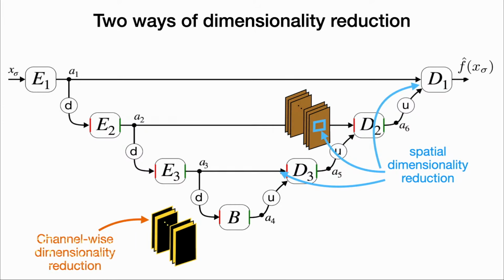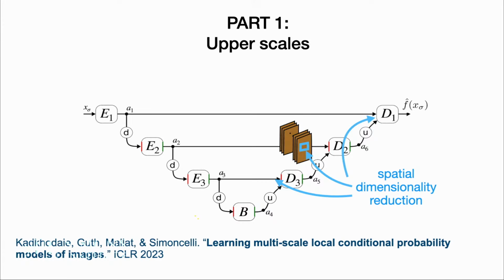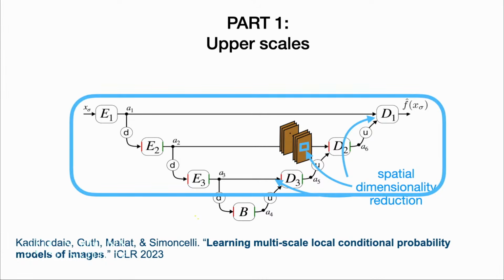So basically the upshot is that in the upper blocks we have a spatial dimensionality reduction, and in this bottom block we have a channel-wise dimensionality reduction, roughly. So first, we're going to look at the upper scales. And everything that I'm saying is from this paper, which was published in 2023. And this is the spatial dimensionality part.